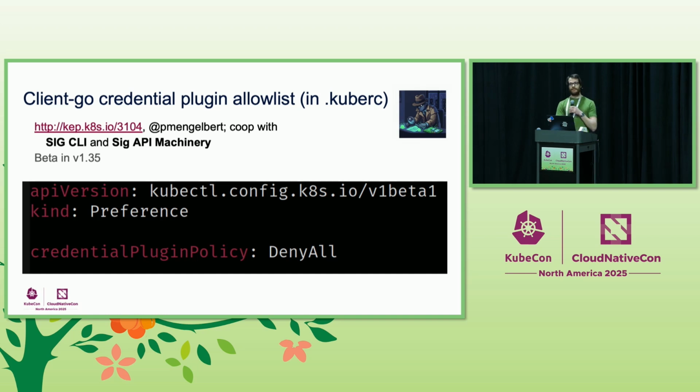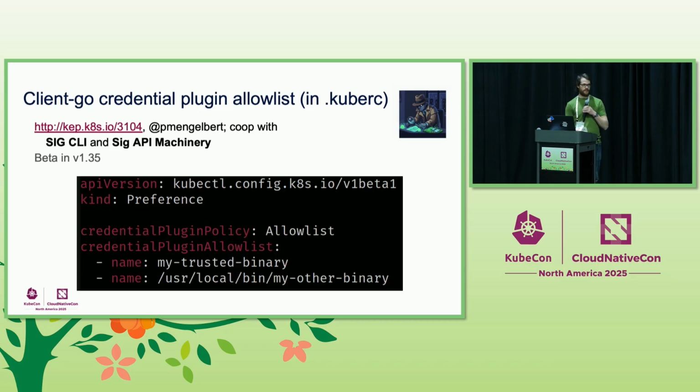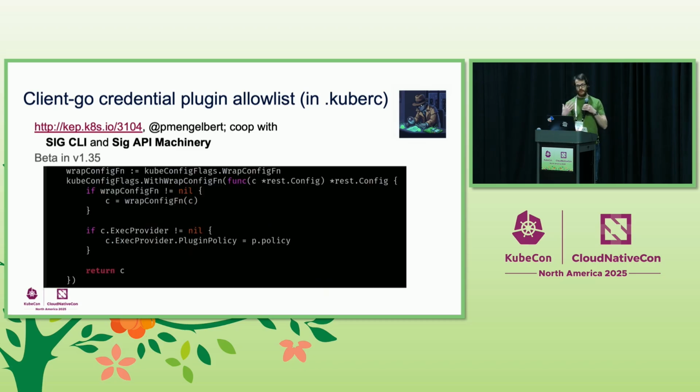But how we primarily see people using this is specifying what plugin is going to run, and so you can specify the policy as allow list and then provide a second field, which is the allow list of binaries that you are authorizing to run on your behalf. It can be a base name or an absolute path. It's worth mentioning that this isn't only exposed through kubeRC. Anytime you create a client, you can set it on the REST config under the exec provider in the plugin policy.